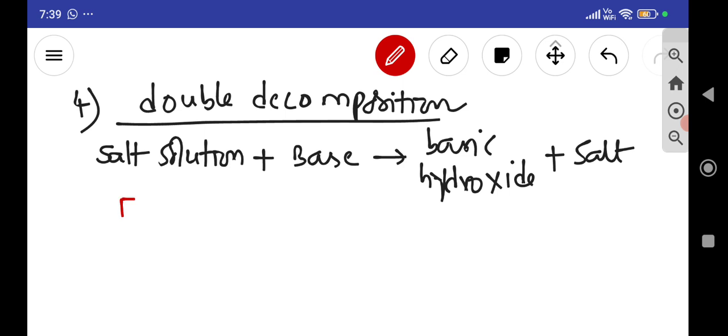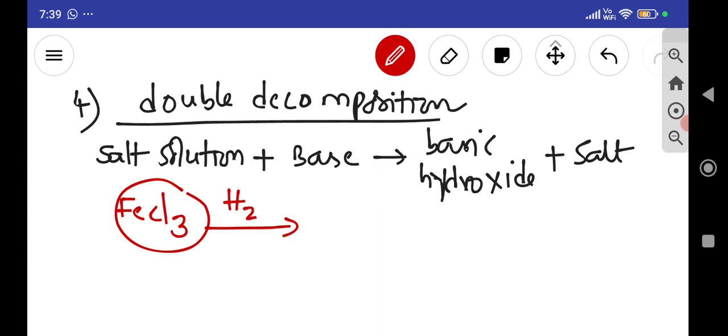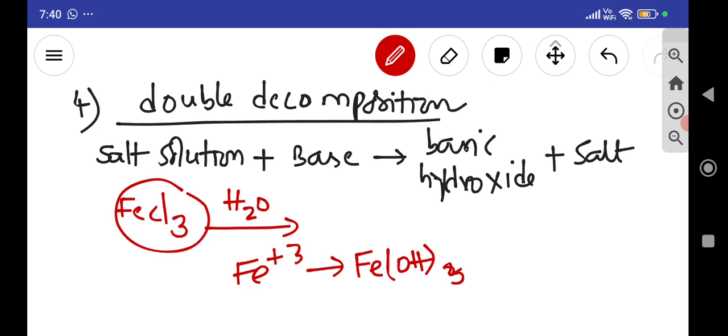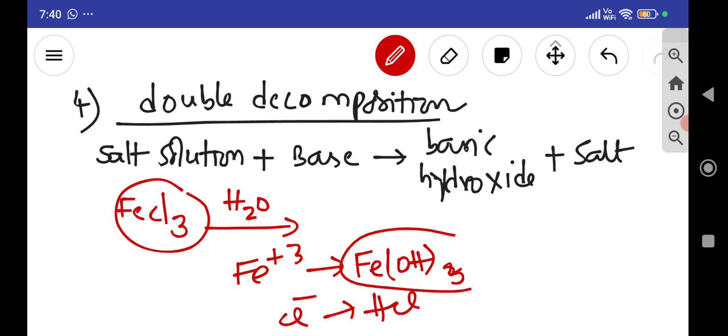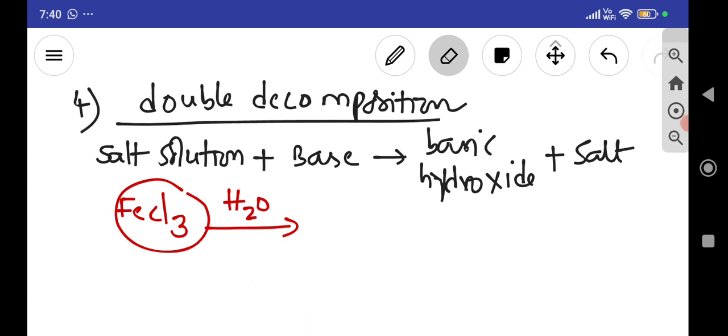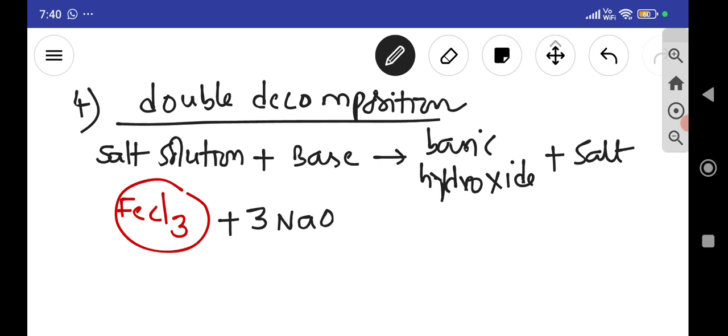Take a salt solution, we can write FeCl3 as a salt. Once again, how can you say that FeCl3 is a salt? Add H2O to this. If you add water, what will happen? Fe3+ taking water gives us Fe(OH)3, and now Cl minus will give you HCl. So the base is reacting with water, hence the product FeCl3 is considered to be the salt. So we have taken FeCl3 as the salt solution.